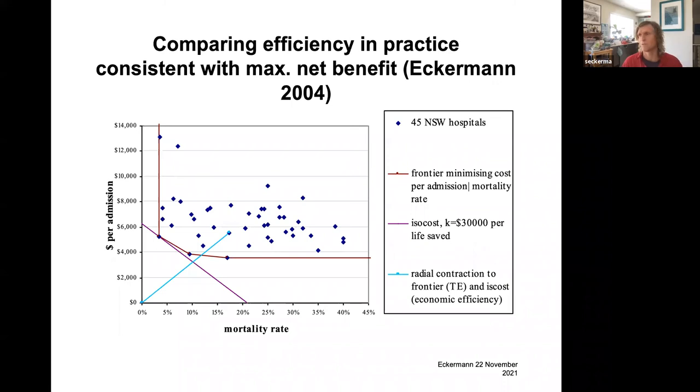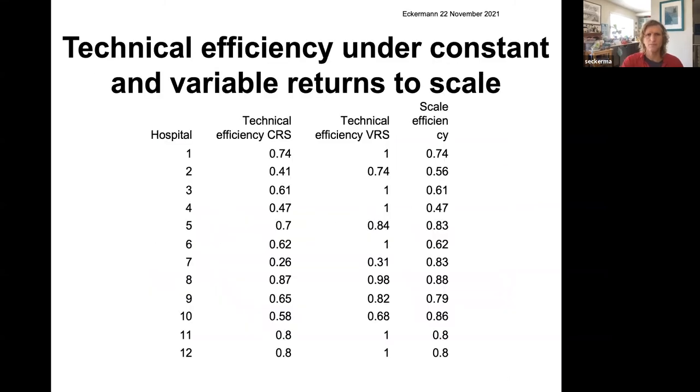And we're doing exactly what we were doing before. We're trying to radially contract towards the vertex, trying to minimize costs, minimize mortality rate or disutility more generally. And because it's radial, of course, we can add as many dimensions as we'd like as well. We're still going to be radially contracting towards that vertex. And here's just some numbers to show you how some of the technical efficiency and variable returns to scale efficiency play out in that setting.